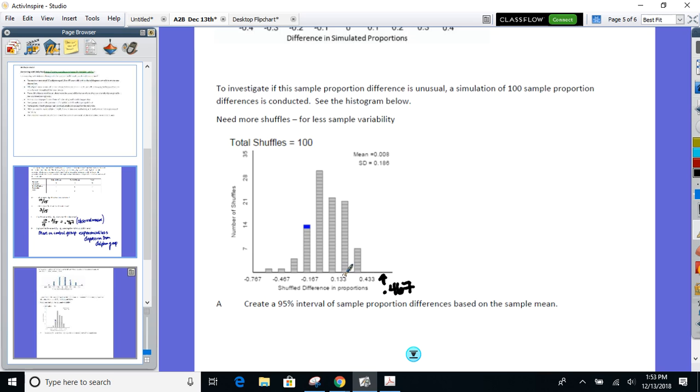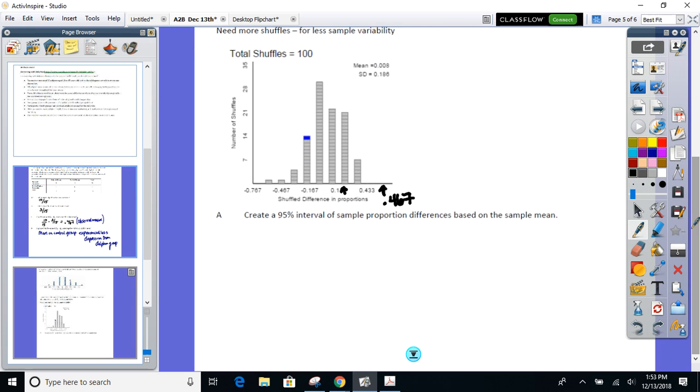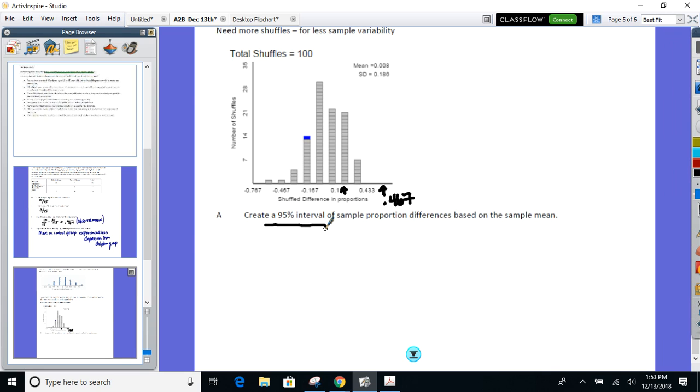What happens if you get a value right about here? Some of you are going to be like, it could be part of that, or it could be extreme. I don't know. Right? Everyone agrees? So I'm going to show you right now a mathematical way to determine if it's extreme or not. And that is what we did yesterday. And if you weren't here yesterday, I'm sorry, you got to catch up on this part. Create a 95% confidence interval.